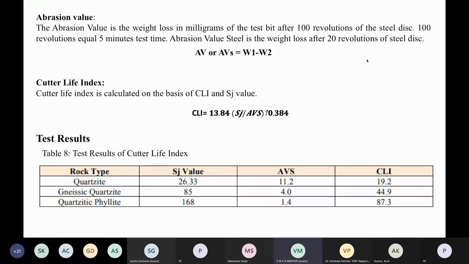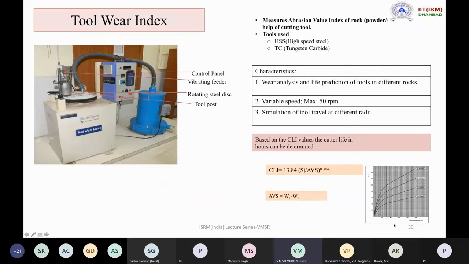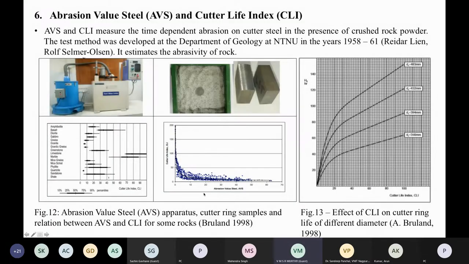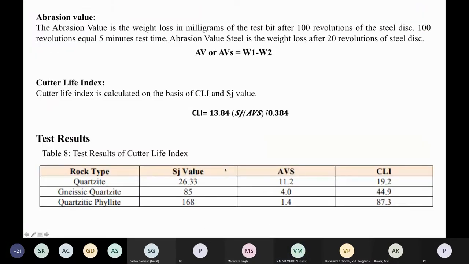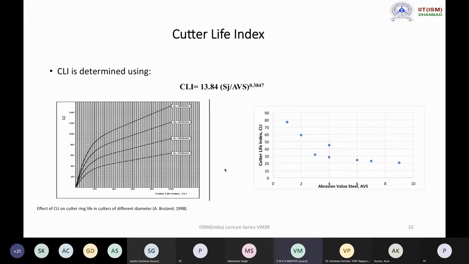So having known the SJ value and EAVS, we can now determine the cutter life index. You can see it in the column on the right side. So you can pretty well compare with the results that we got here, the cutter life index versus the rolling life, and the cutter life index for different rocks that has been proposed by Ruland. Actually, you can see the abrasion value still on the x-axis and the cutter life index closely matches with that. So as your abrasion value still is increasing, your cutter life index is reducing.